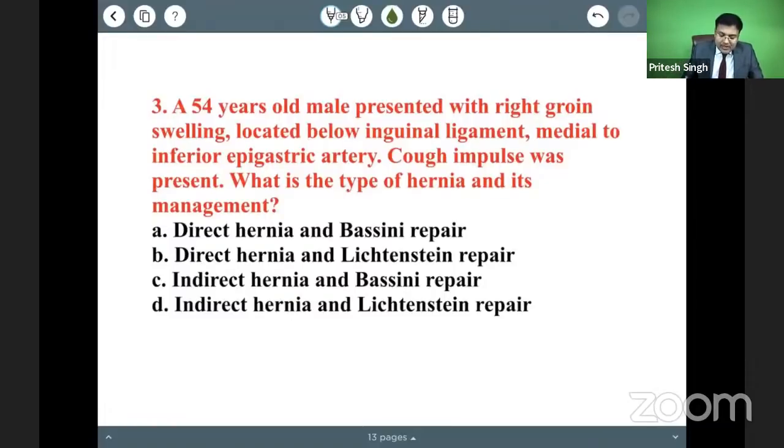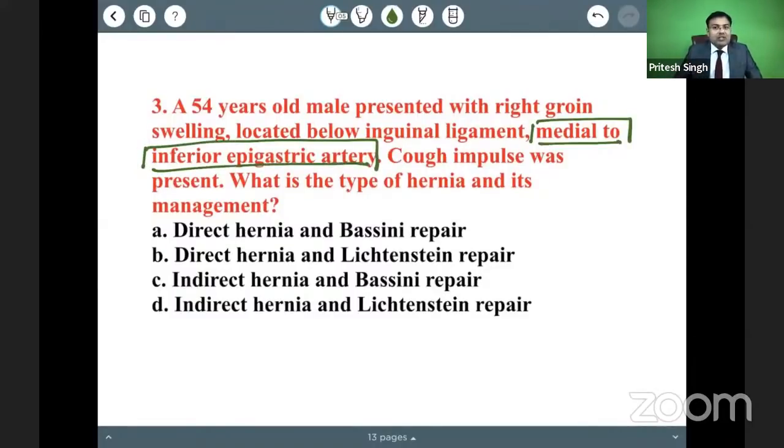If you see the catch point, where is the location of this inguinal swelling? Medial to inferior epigastric artery. And this question is related to the question which Dr. Rajesh Kaushal discussed. So I know most of you know the correct answer. Cough impulse was present. What is the type of hernia and its management?